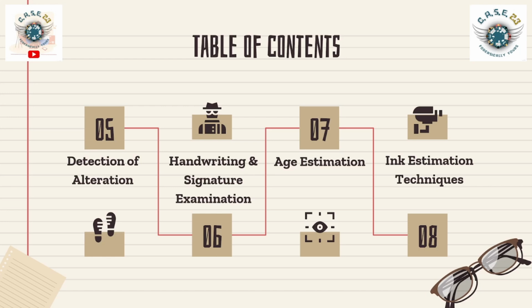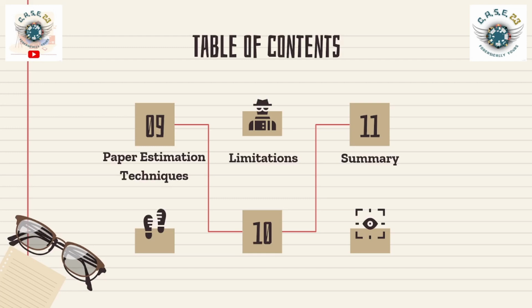Here comes the cool part, figuring out how old a document really is. Then we'll move on to the ink estimation techniques, that is a sub-part of age estimation. In there, we'll learn about the scientific techniques used to estimate ink age, like chromatography, spectroscopy, etc. And just like ink, paper also has its own signs of aging. We'll see how forensic experts detect them.